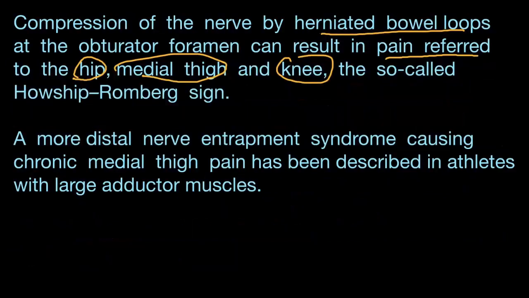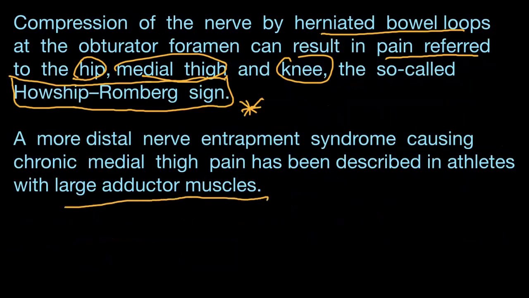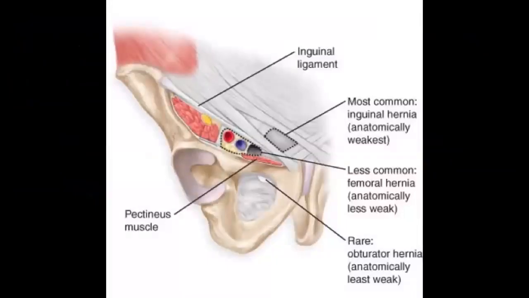The so-called Howship-Romberg sign. Okay, Howship-Romberg sign. A more distal entrapment syndrome causing chronic medial thigh pain has been described in athletes with large adductor muscles. Right. So this is the obturator hernia, herniation through the obturator canal. This is very rare.